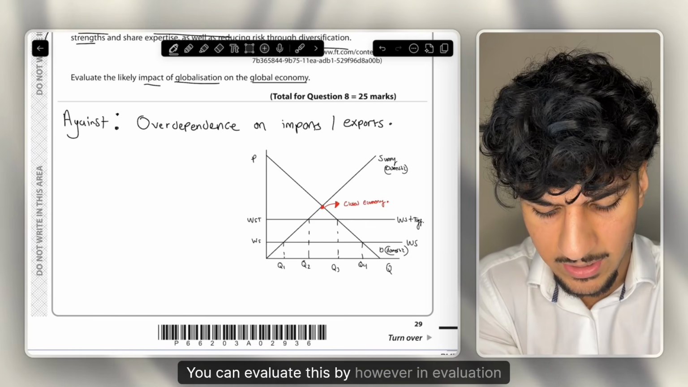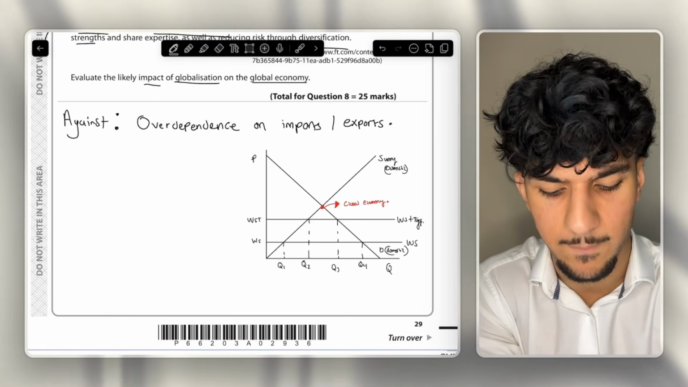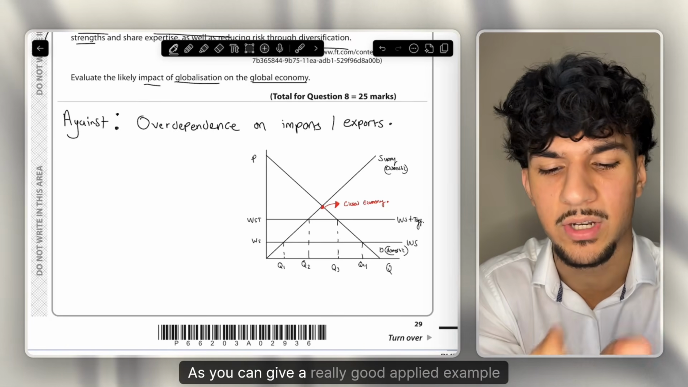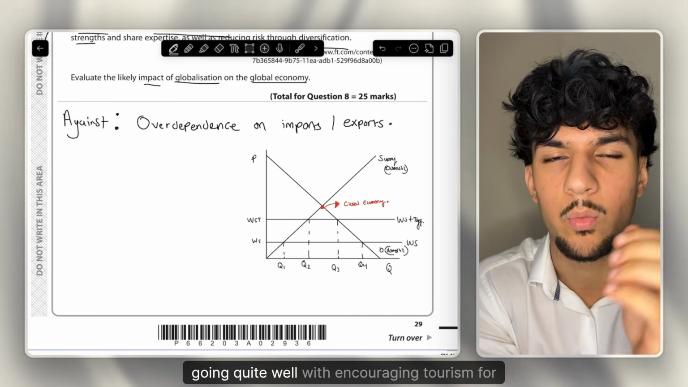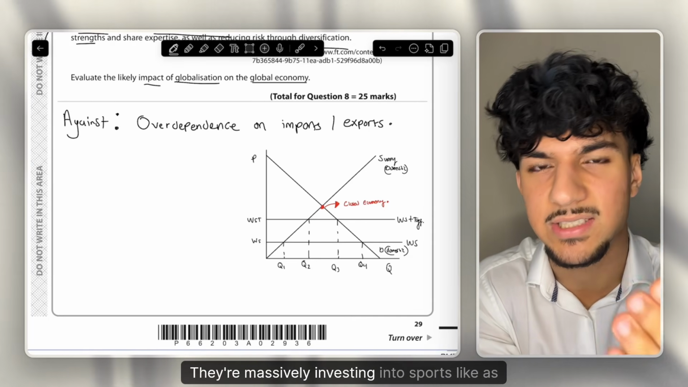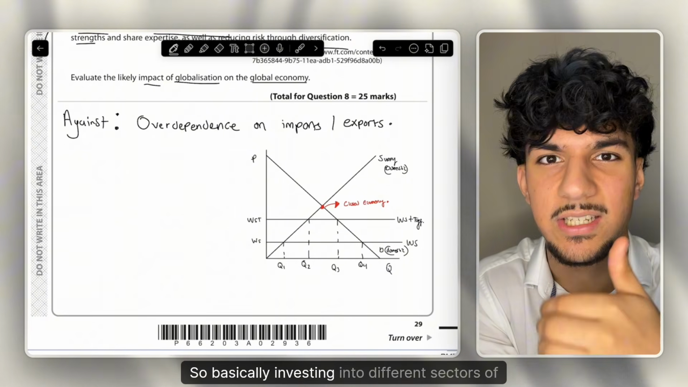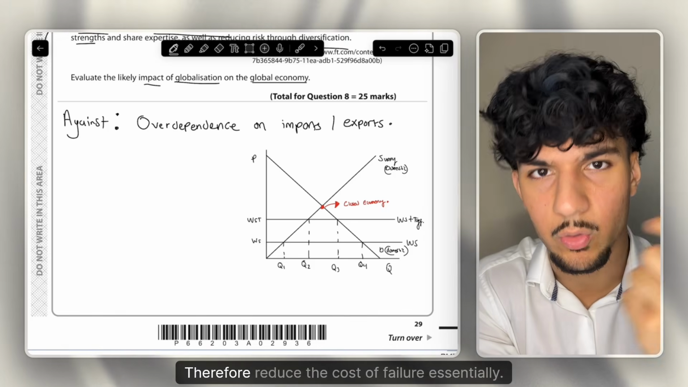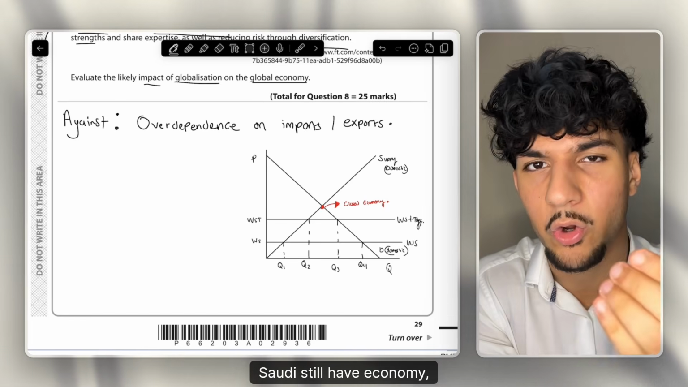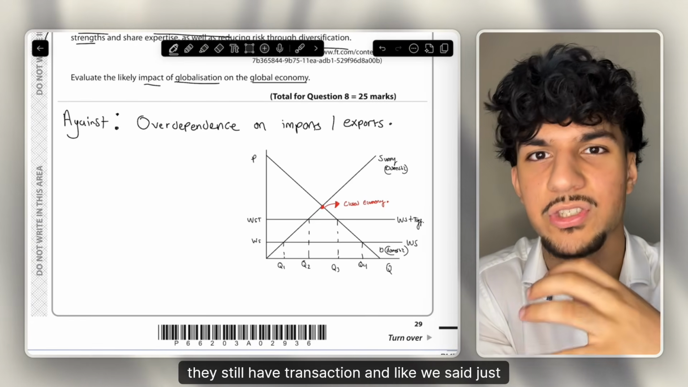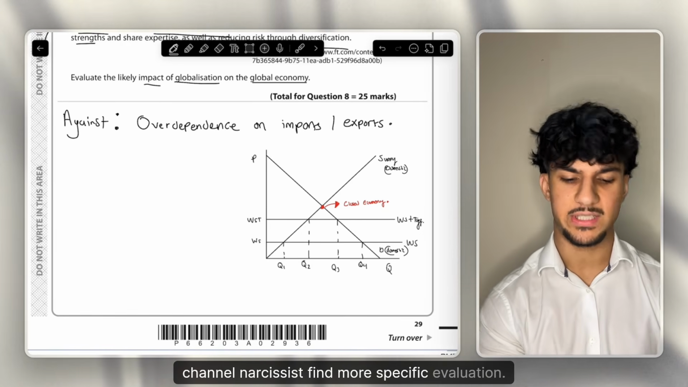You can evaluate this by, however, in evaluation, this depends on economies' attempts at diversifying their economy. You can give a really good applied example, Saudi Vision 2030. They're aiming to diversify their economy, and it's going quite well with encouraging tourism. For example, they're massively investing into sports, as you might see with the Saudi Pro League. So basically investing into different sectors of the economy to therefore reduce the cost of failure. So when inevitably oil does run out, Saudi still has an economy, and like we said, is just re-diversifying the economy. And of course, like I said, always go through your chain of analysis and find more specific evaluation.